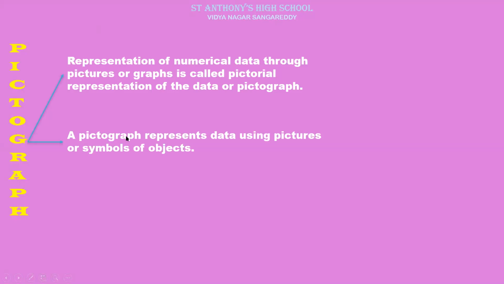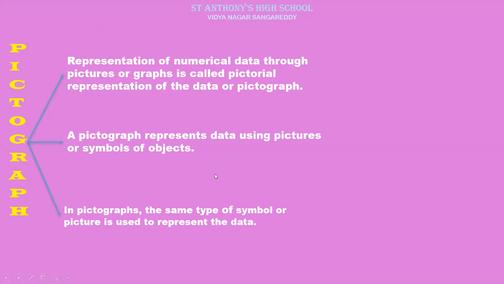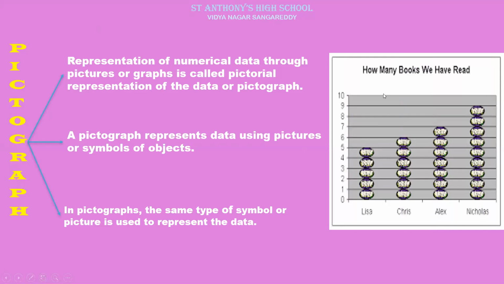A pictograph represents data using pictures or symbols. If you see this picture, you can observe here, how many books we have read? This is the data about this statement. If we observe that here, we can see the pictures and the symbols. Like this, we have to represent the data. This data is called pictographic data.